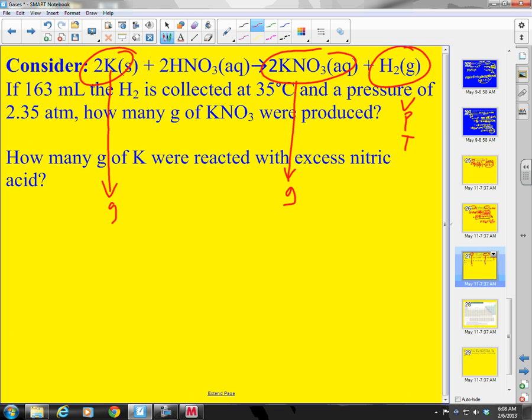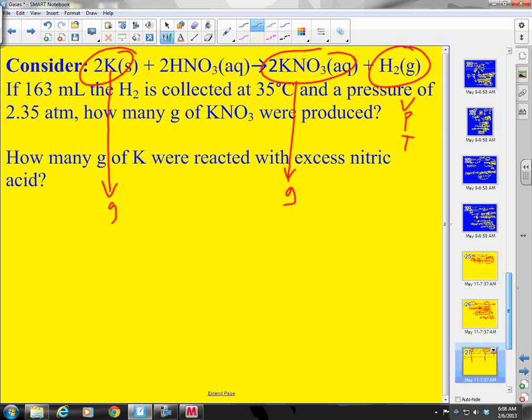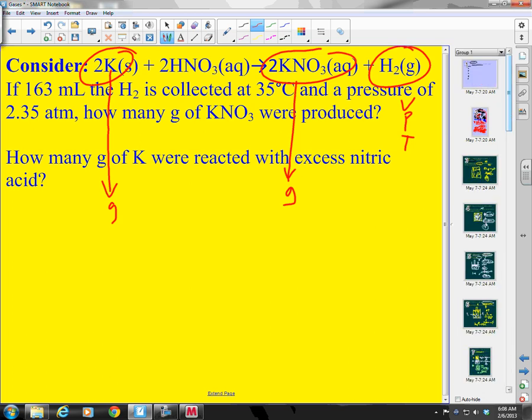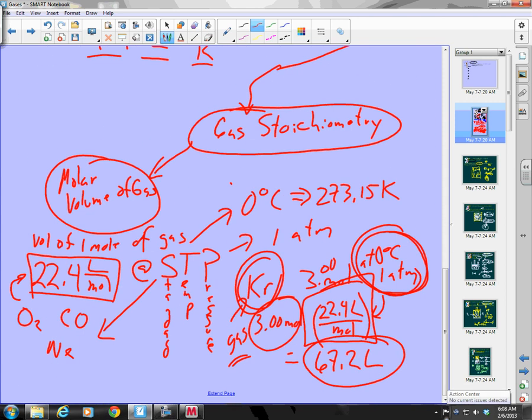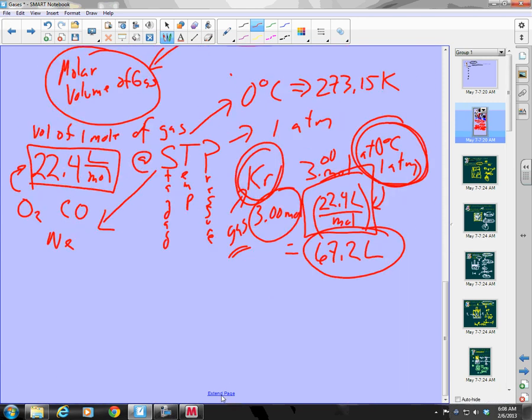Okay, so how am I going to do this? Well, this is nothing new to us. This is stoichiometry, right, guys and gals? Stoichiometry. So how do we handle gas stoichiometry? Well, in stoichiometry in general, I'd have a reaction, right? And here's gas, and here's gas, and here's gas.